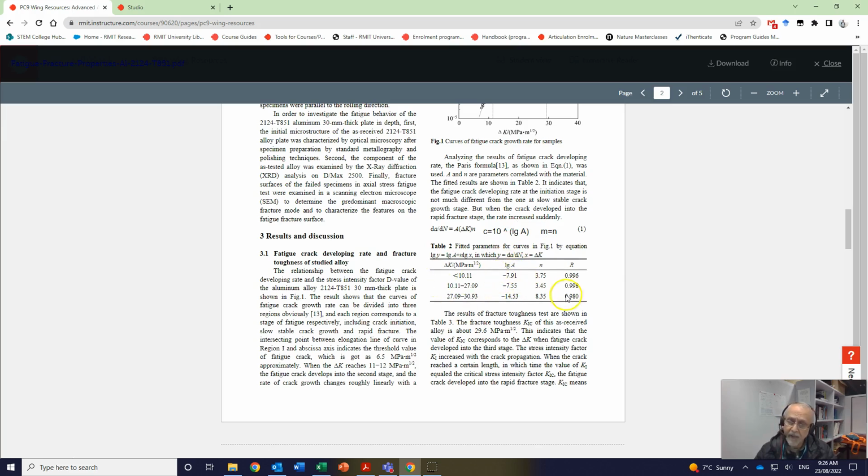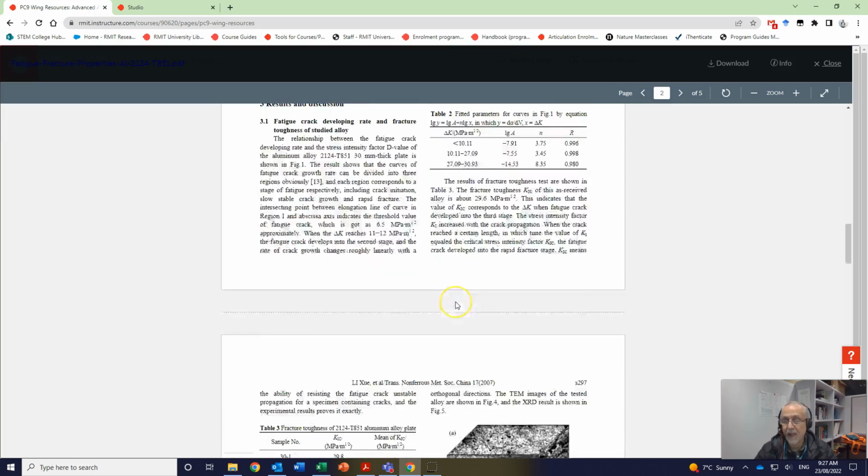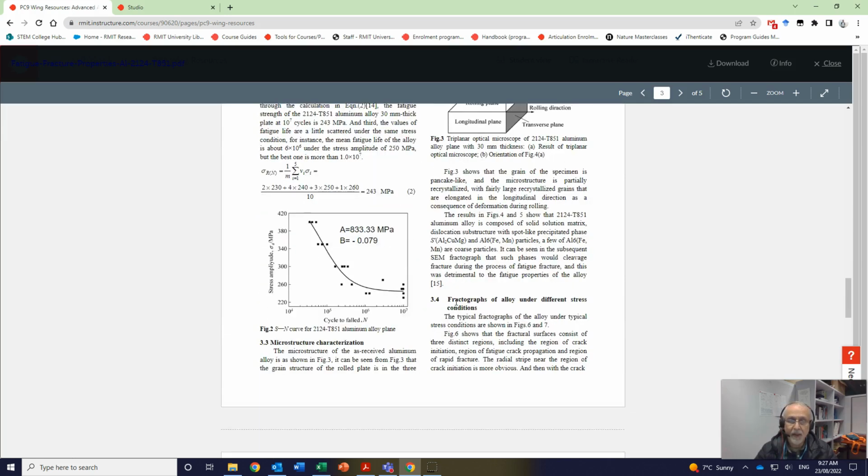The advantage of this table is that it has identified different C and M values for different ranges of delta K, as you can see from here. So you can use this C and M based on your application of the stress. And then for A and B, this is the SN curve. Again, I just digitized these points and used the best curve fit to calculate A and B, as I mentioned before. So this is the A value and this is the B value.